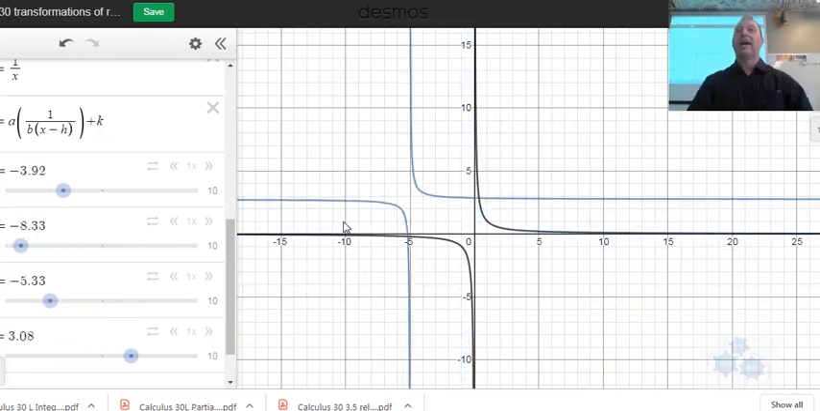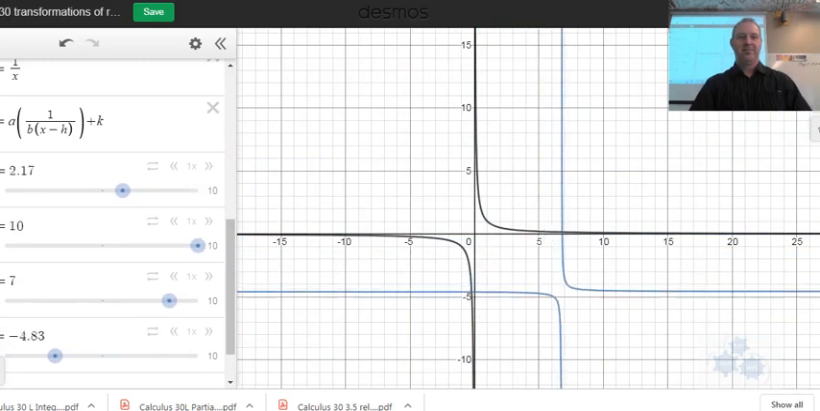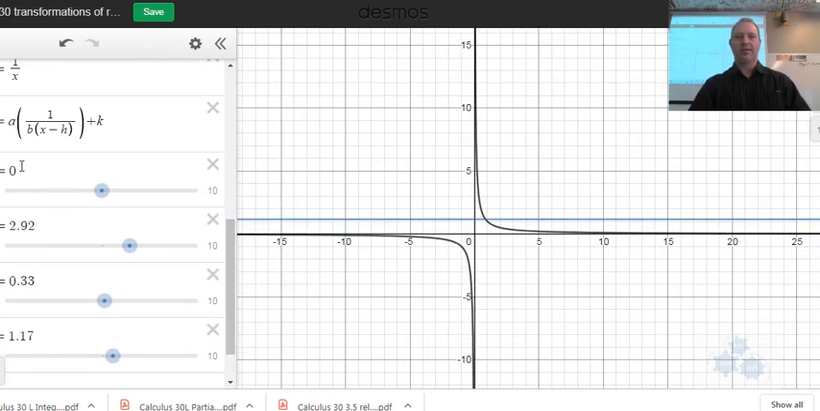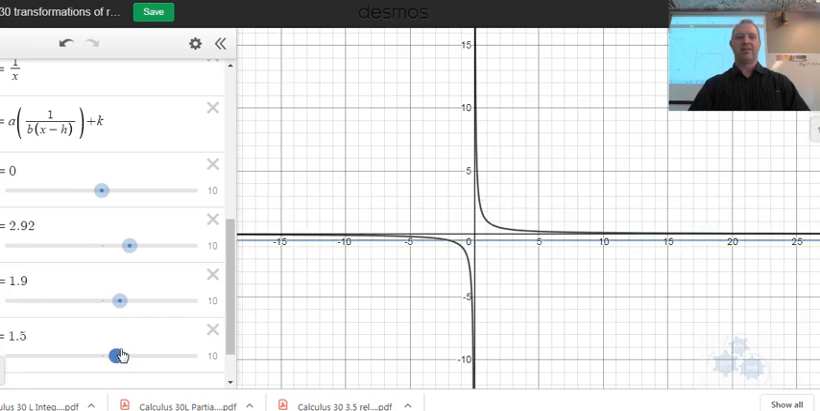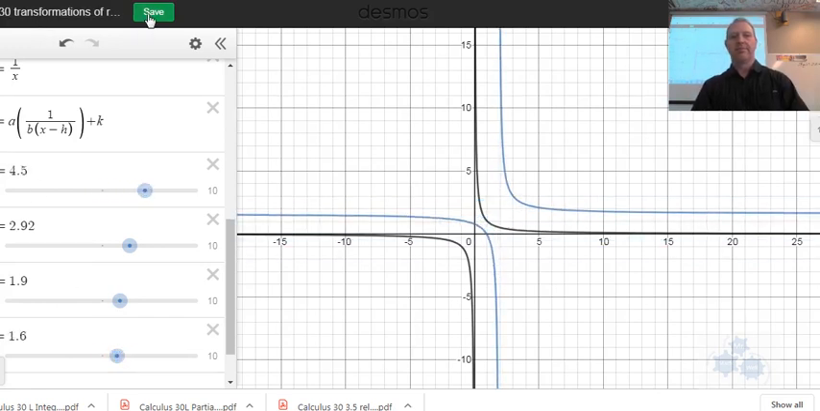All right, so any questions about transformations of rational functions there? Oh, I stopped it at a equals 0. Look at that. If a equals 0, we just have a flat, straight line. So there you go.